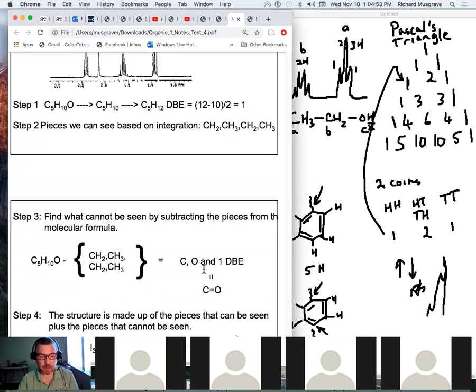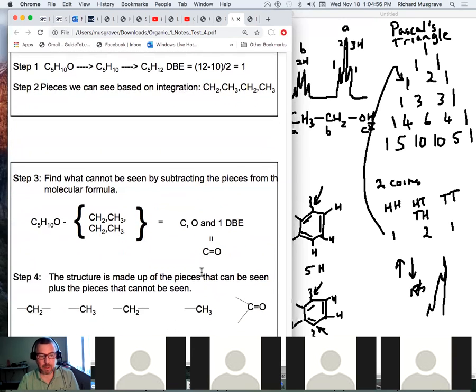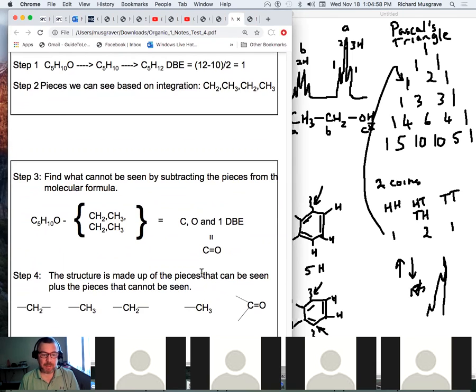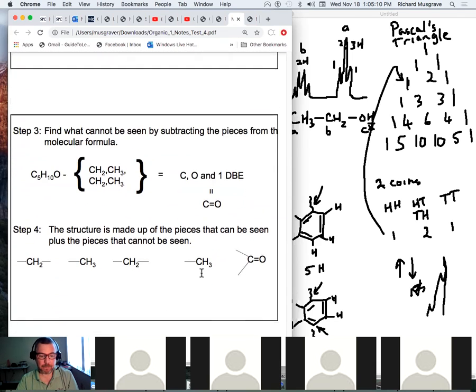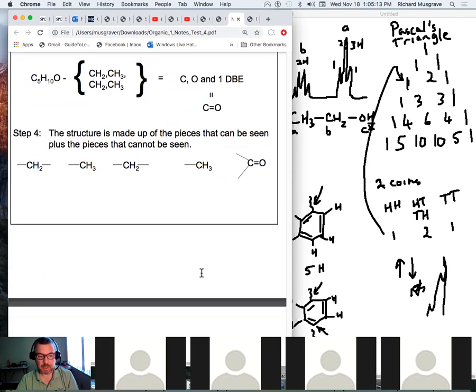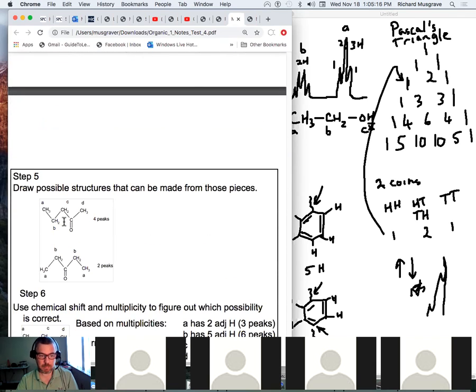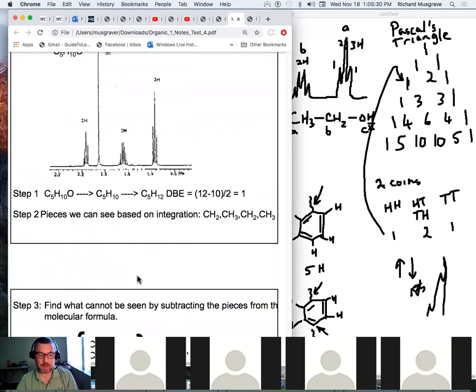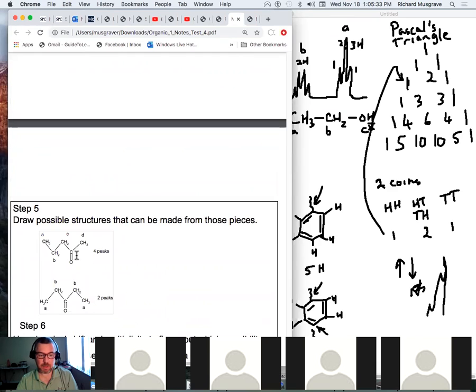That's going to be a very common thing that you'll see, by the way. So what that means is the structure is going to be made of everything we see, which is the CH3 and CH2, and what we can't see, which was the C double bond O. So then we have to put that together, and there's really only 2 ways that I can put that together: the top one and the bottom one. The top one will have 4 peaks, and the bottom one will only have 2 peaks. I know from my spectrum I've got 4 peaks, so it would have to be this top one here.